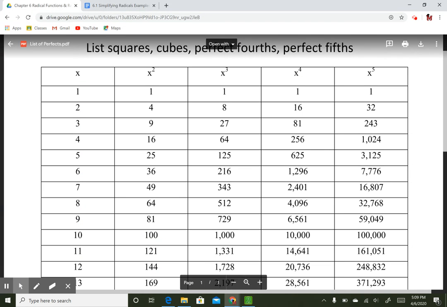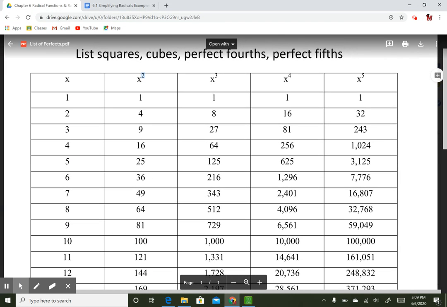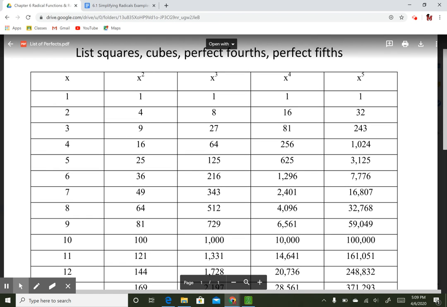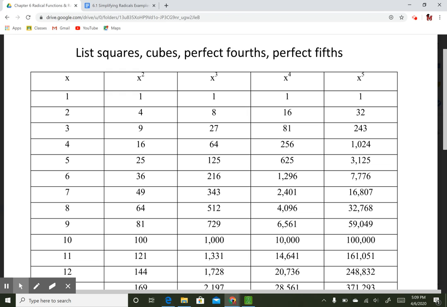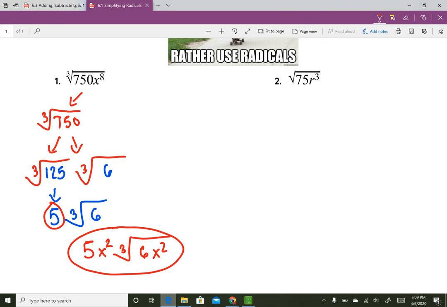So now we want to use this column right here, the x squared column. These you might have memorized from 8th grade. If you don't, it might be a good idea to do it. So what I'm looking for now is I'm going to split this up into the square root of 75. We're using square roots, not cube roots anymore. And I'm going to split this up into r to the third.